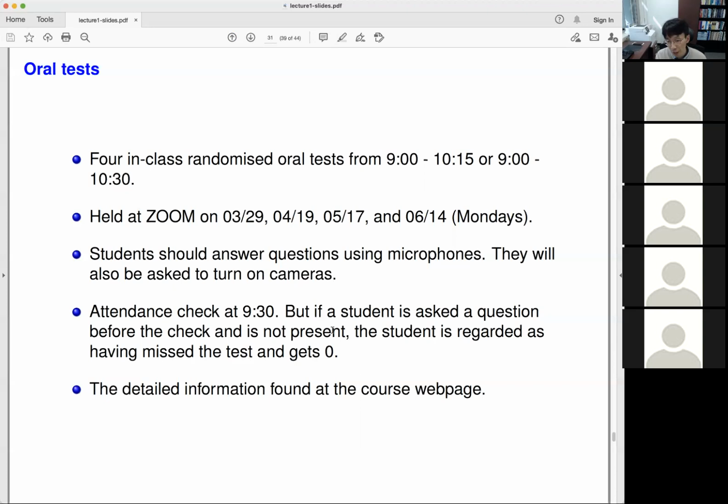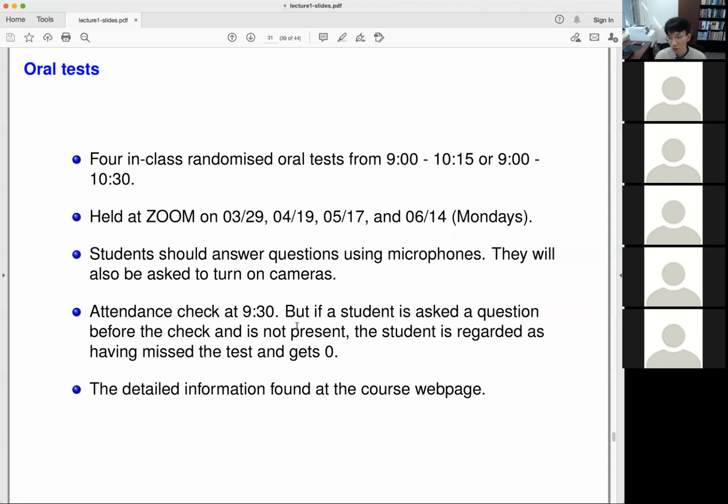Officially, the attendance check will happen at 9:30. If students miss the attendance check, they will get 0. But unfortunately, some unfortunate students who get called before this attendance check but are absent and join later, they will get 0. So make sure that, it's a bit random. So if you feel like you're lucky, then you can come a bit late, then you can go to the attendance. You will have no problem of getting full marks in terms of attendance. But if you feel like you're a little bit conservative, you may be better to come a bit early.